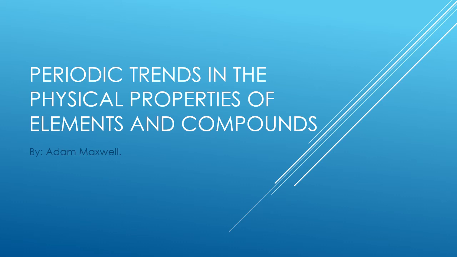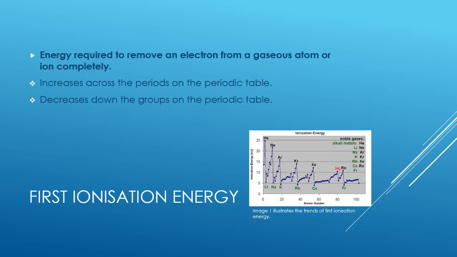Hello and welcome to my video on describing and explaining the periodic trends in the physical properties of elements and compounds. First, ionization energy is the energy required to remove an electron from a gaseous atom or ion completely.